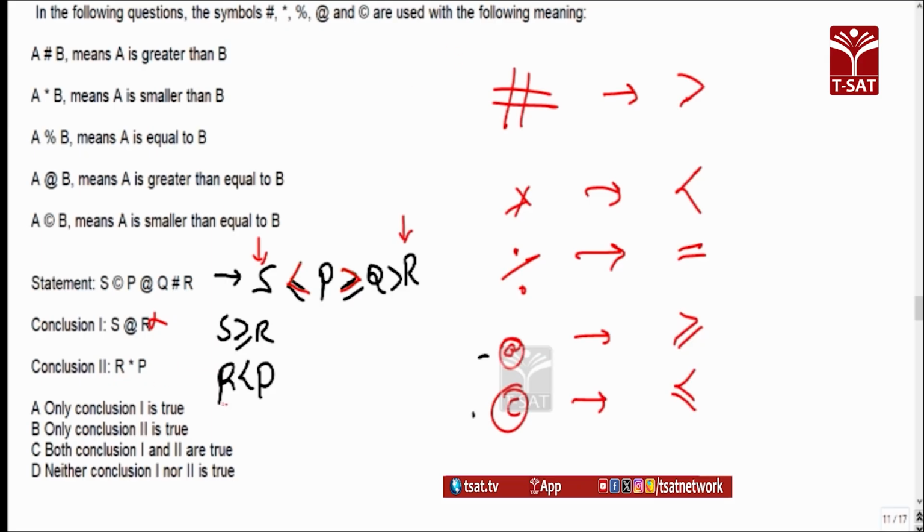Now see the second conclusion, that is P is greater than R. So where is P and R? You can see here is P, here we have R. Now the relation between P and R, he is saying that P is greater than R. So all the symbols should be greater symbols towards P. So P greater than or equal to Q and Q to R, he is saying. Here also you have a greater symbol towards P. Here also you have a greater symbol towards P. Obviously this conclusion 2 becomes correct. So in this case the answer is only conclusion 2 is correct and conclusion 1 is wrong.